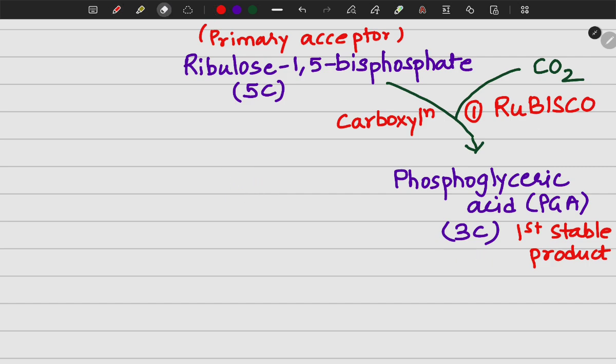Now one thing about this enzyme Rubisco: it is the most abundant enzyme in the world, and it shows both carboxylase as well as oxygenase activity. That means it gets activated in the presence of carbon dioxide as well as oxygen. So Rubisco catalyzes the first step, which is the carboxylation. Now let us move on to the next step, which is the reduction. The phosphoglyceric acid will now be reduced to form triose phosphate.